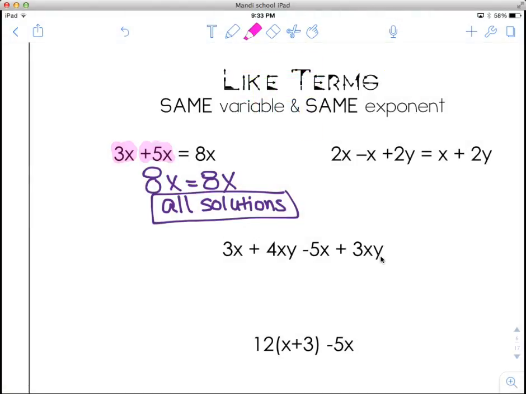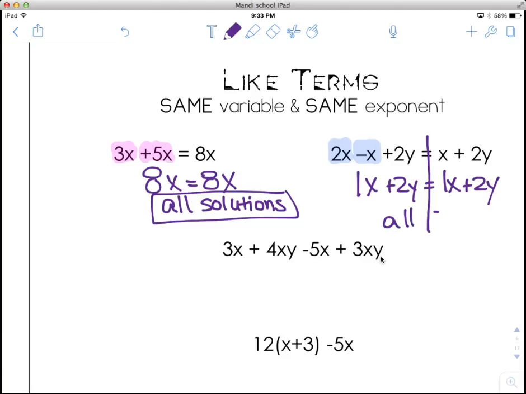Okay, so this time let's check out some like terms. So we have a 2x, we have a negative 1x, and on this side of the equation, that's all we have. So 2x minus 1x is 1x, plus 2y equals x plus 2y. We have the same thing, because this has an invisible 1, too. We have the same thing equals the same thing. So that's all solutions, or we also called it infinitely many solutions.